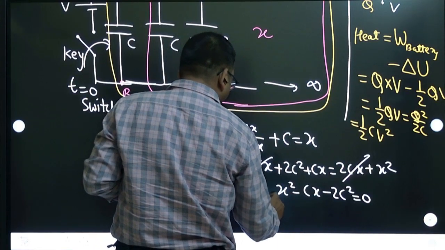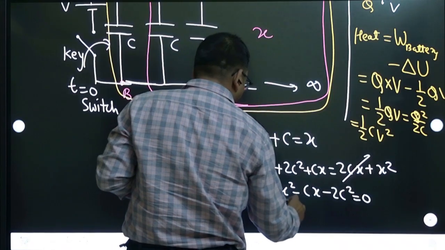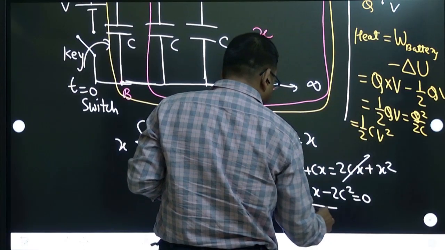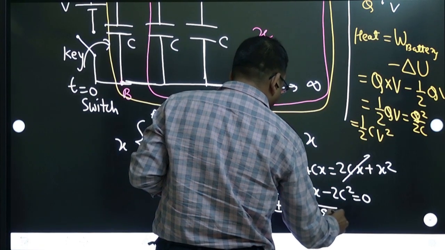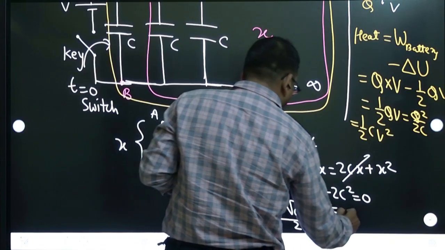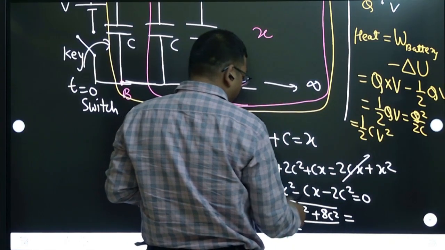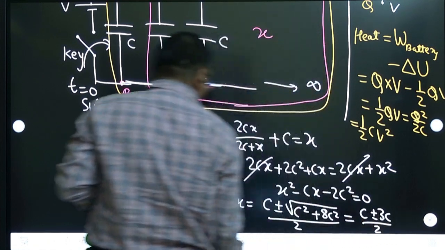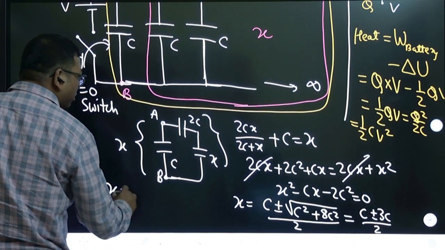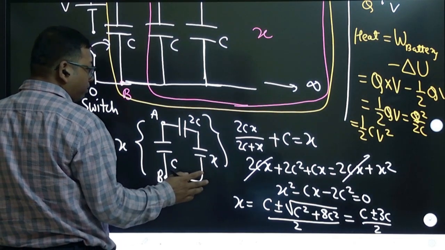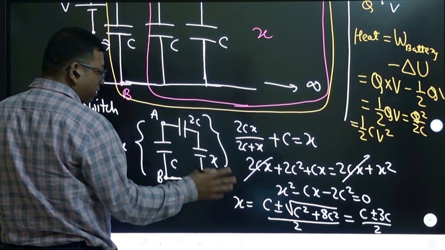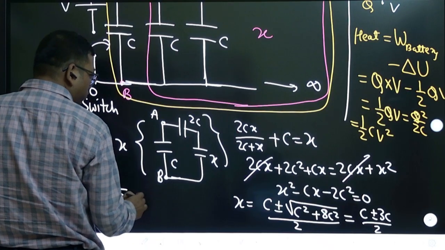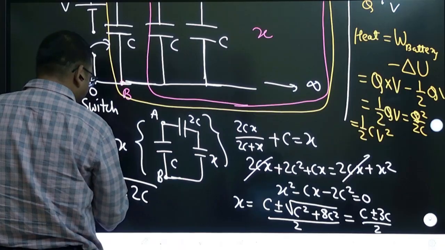x is equal to minus b plus minus root under b square minus 4ac, minus minus plus 4 into 2, 8c square, by 2a. So this will become 9, it will come plus minus 3c, right? So from here x, the equivalent of this circuit, it can be 2, but negative is not possible, so you take only positive. So c plus 3c, 4c by 2, so 2c. So the equivalent is nothing but 2c.